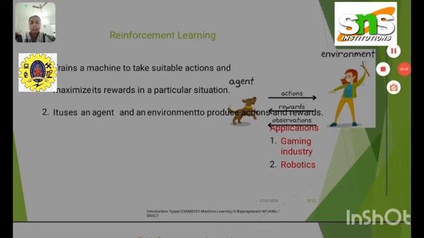So these are the three types of machine learning. The first thing is supervised, unsupervised, and reinforcement learning.